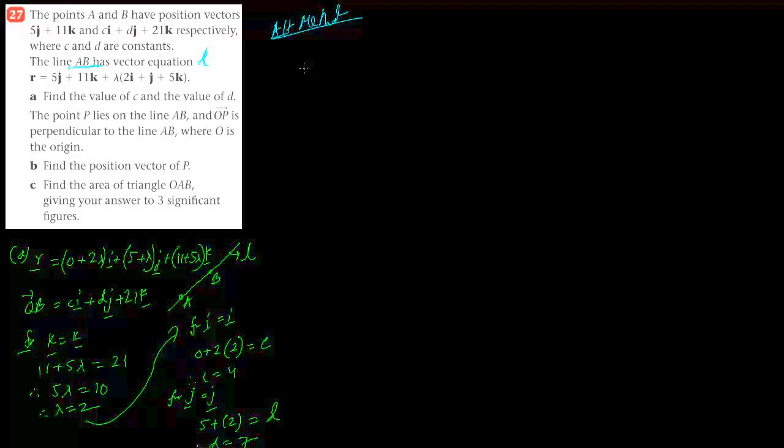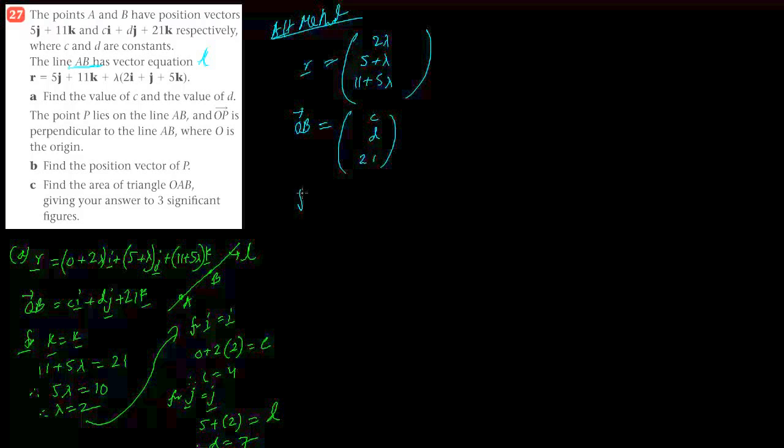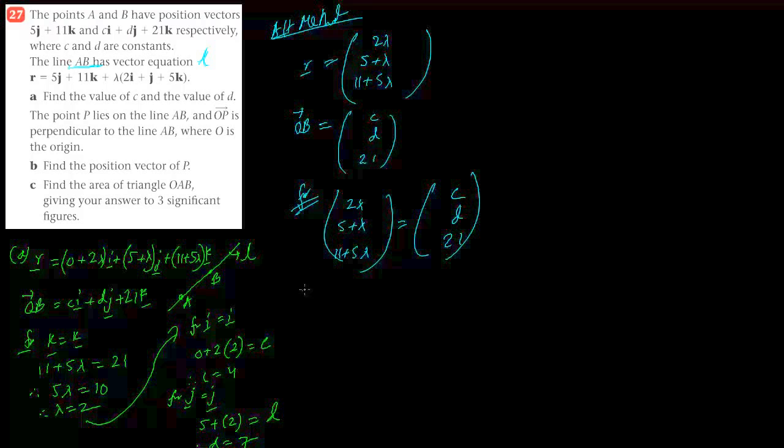So what we do is we write down the universal position vector, meaning line L, in the column vector format, and it turns out to be 2 lambda, 5 plus lambda, and 11 plus 5 lambda. And we also write the position vector of B in the column vector, and this turns out to be C, D, and 21. And we solve the equation like this. If they're intersecting, we can write 2 lambda, 5 plus lambda, 11 plus 5 lambda equals C, D, 21. And then we can solve it.